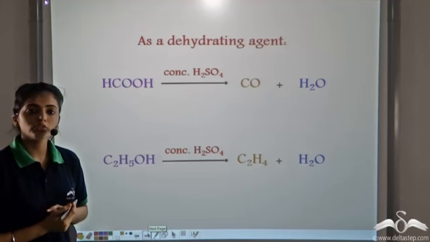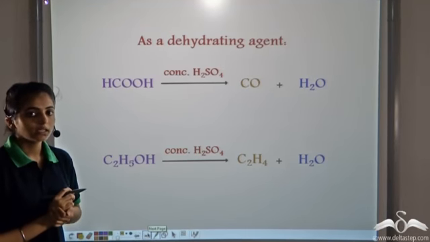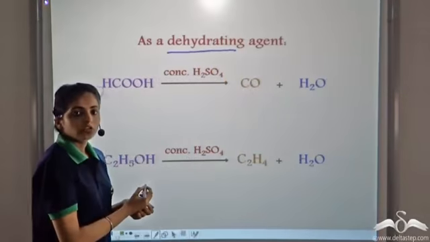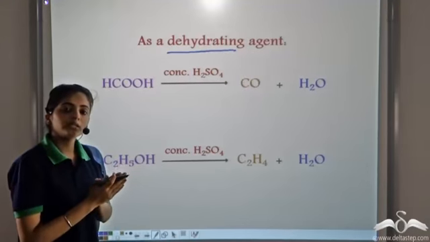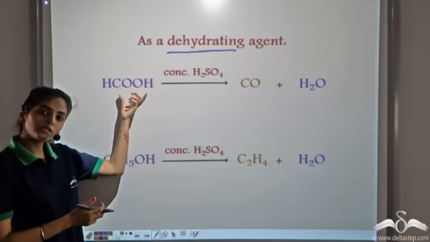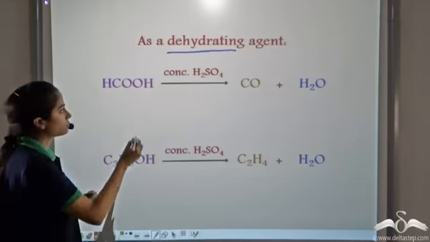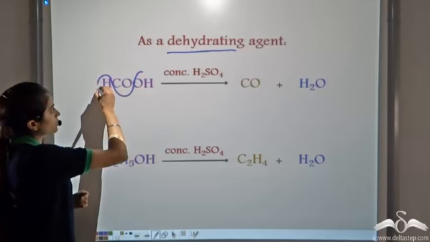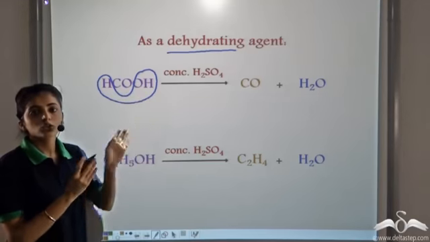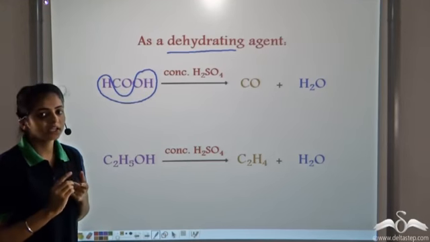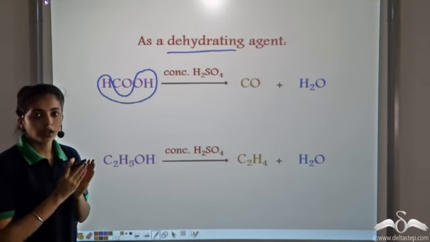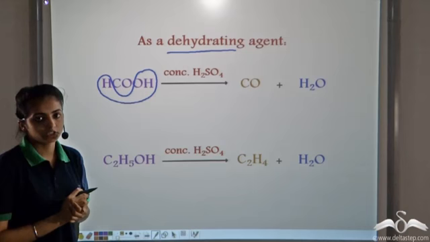Another important reaction of concentrated sulfuric acid is that it acts as a dehydrating agent. By dehydrating, we mean that it helps to remove water. So when it reacts with HCOOH, it removes a water molecule. So we get carbon monoxide and water. So concentrated sulfuric acid has a very important property. It always tries to remove water molecules. And so it has dehydrating nature.